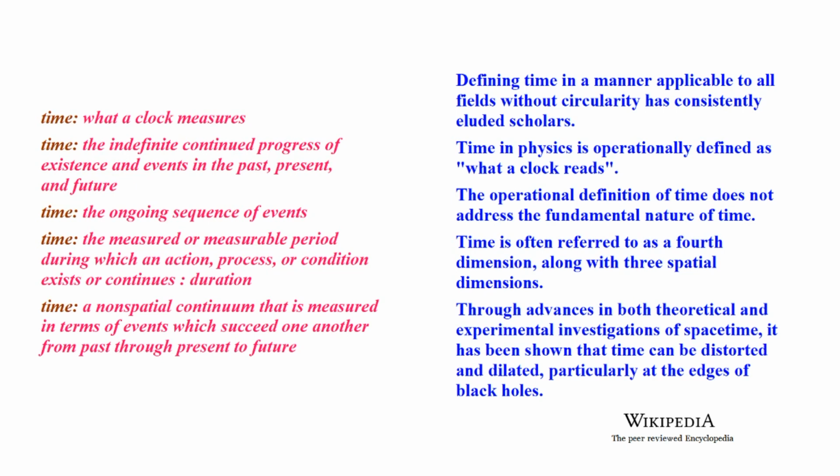Anyway, it says, through advances in both theoretical and experimental investigations of space-time, it has been shown, proof, evidence, experiment, that time can be distorted and dilated. So time is a concept, it's a dimension, but you can distort and twist it and bend it and warp it. Particularly at the edge of black holes.